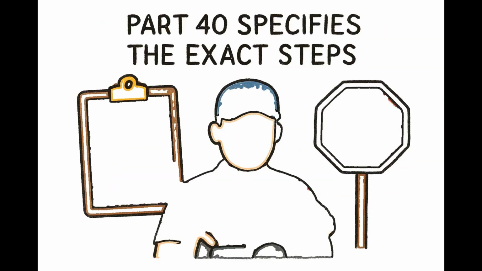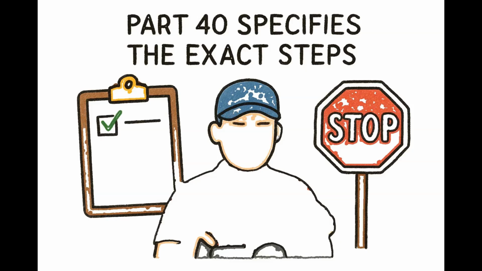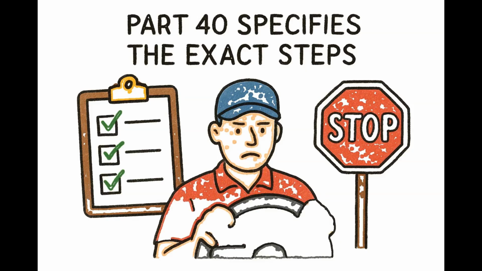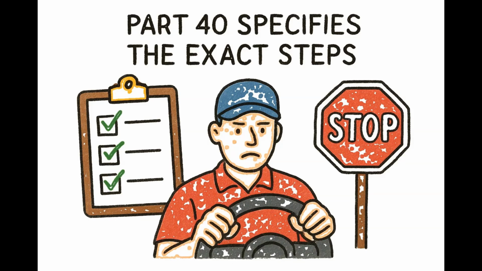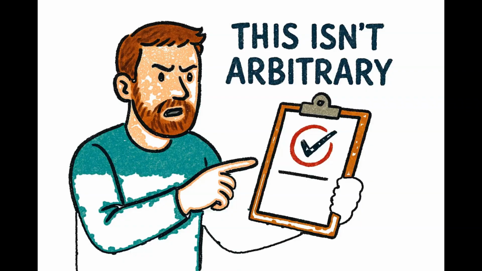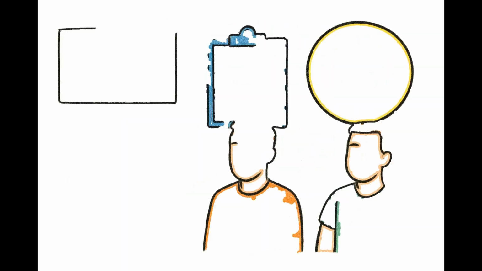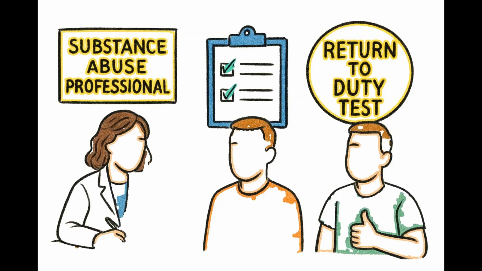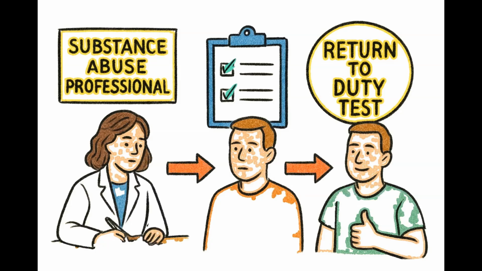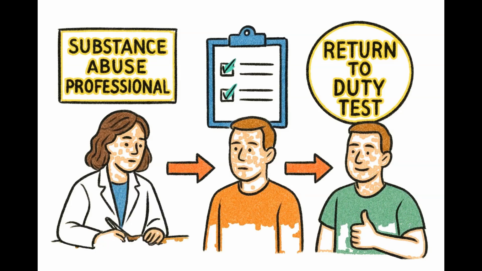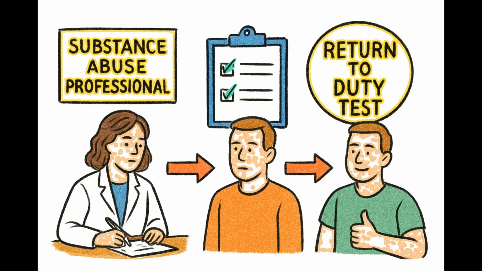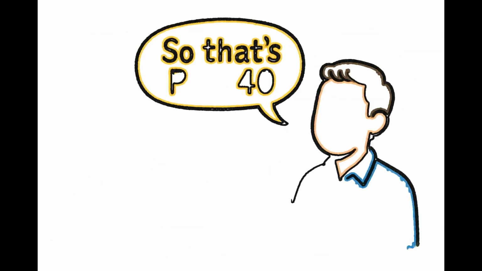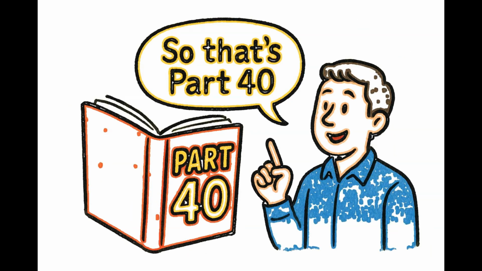If a driver does have a violation, Part 40 specifies the exact steps that must be taken before that driver can get back to safety-sensitive work. This isn't arbitrary. It includes a formal evaluation by a substance abuse professional, the completion of any required treatment or education, and finally, passing a specific return-to-duty test. So, that's Part 40, the Universal Rule Book.